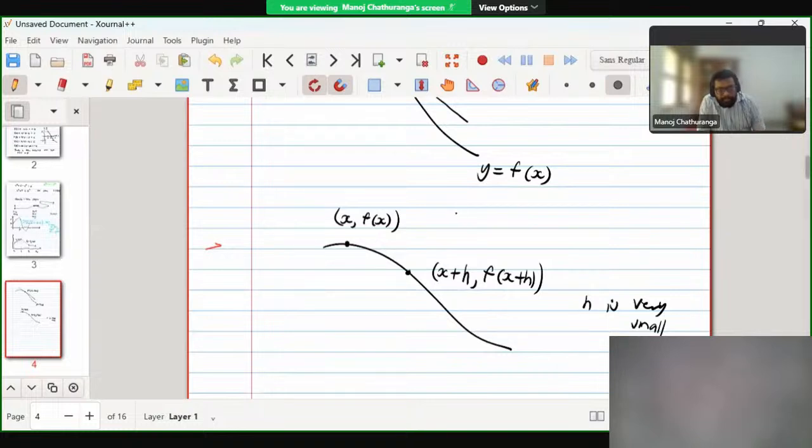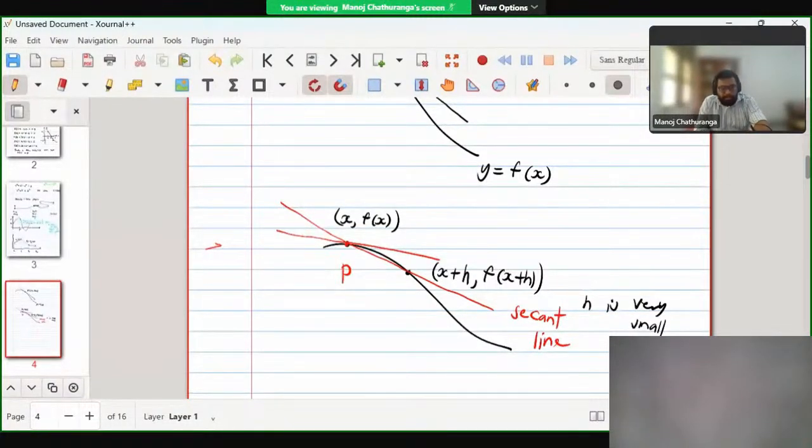Now they have 2 points, and they can draw the line that passes through both points. This is not a tangent line, this is a secant line. But it is very close to the tangent line at point P. It is very close to this tangent line.